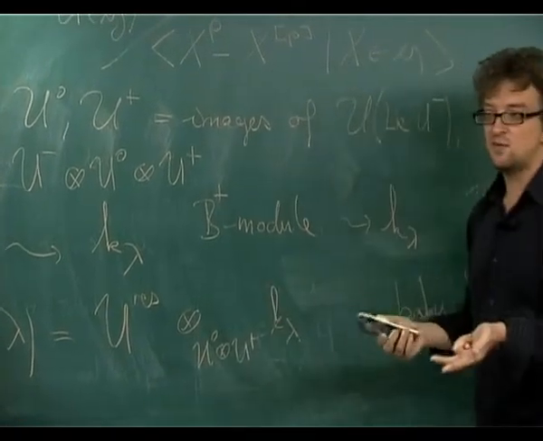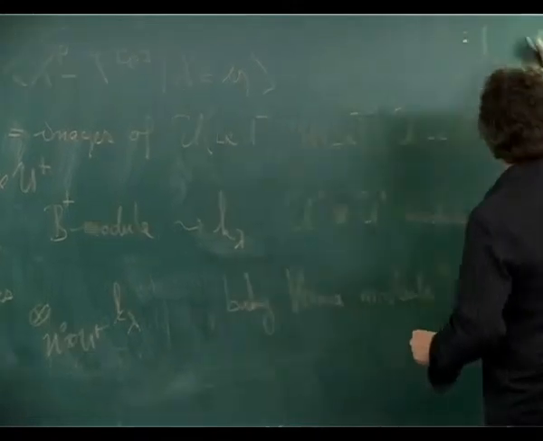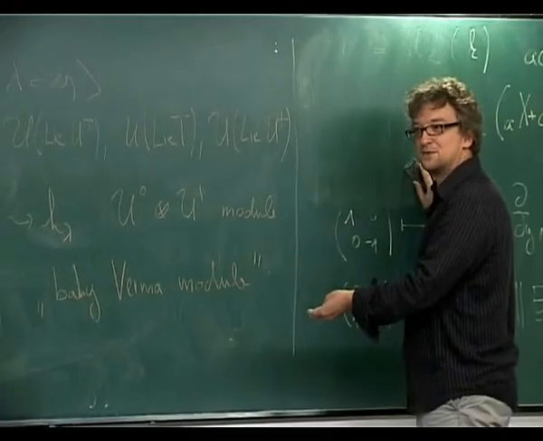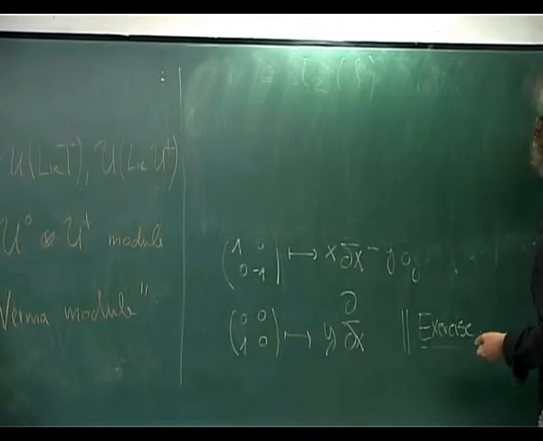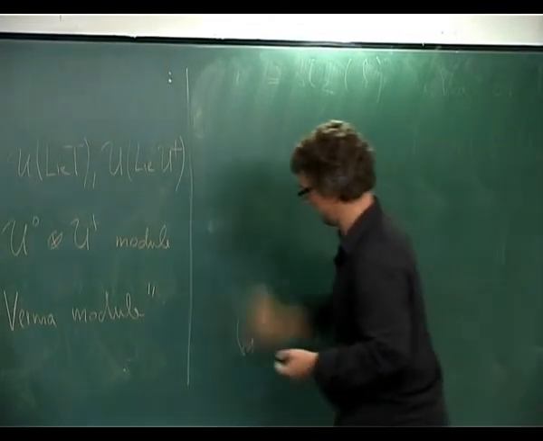It's called a baby Verma module because it's finite dimensional. It's quite small. But it's not growing, so it's called just small.